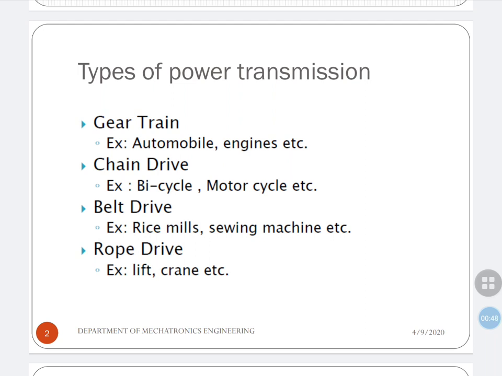The second type is chain drive. Chain drive, you would have seen chains in motorcycles and bicycles to drive the vehicles. The next one is belt drive. Belt drive is used in rice mills and sewing machines. You would have seen in rice mills in childhood a bigger pulley driving a smaller pulley. In sewing machines also we would have seen. And then the last comes rope drive, which can be seen in lifts and cranes.